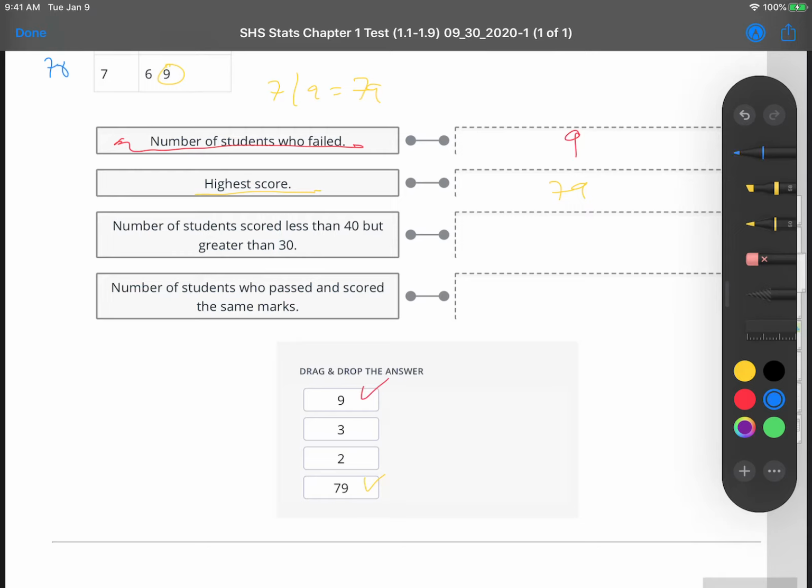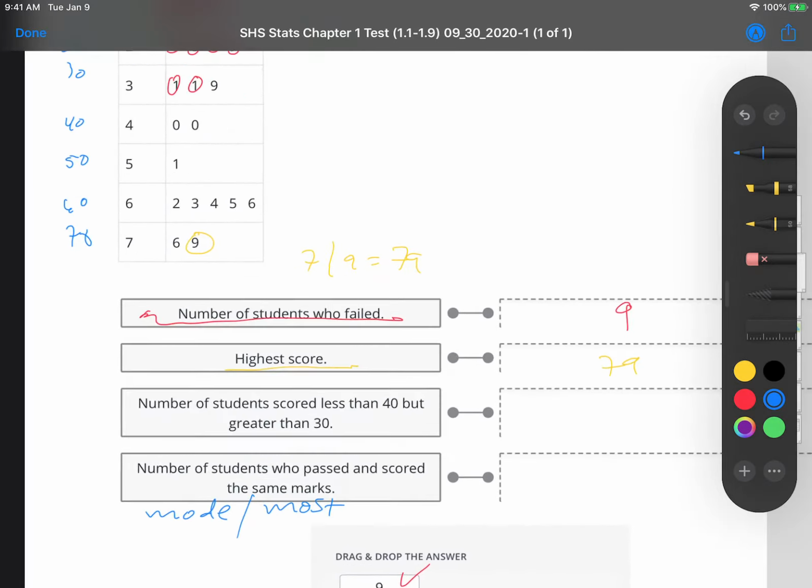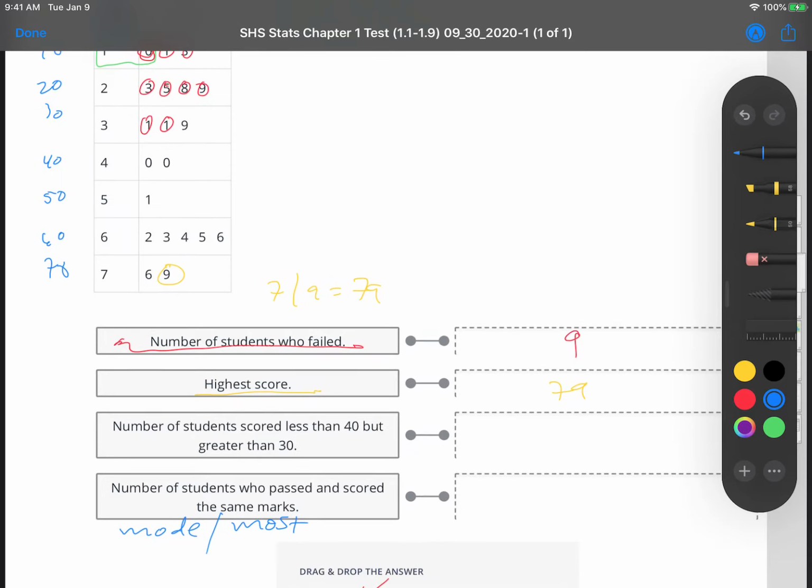And then the number of students who passed and scored the same marks. So really they're just referring to the word called the most or the mode. Number of students who passed and scored the same marks. So if I'm looking there, I see these. So this would be 40s. But let's see. Number of scores scored less than 40. Sorry. That's wrong.